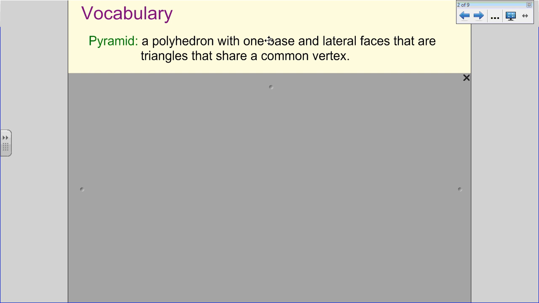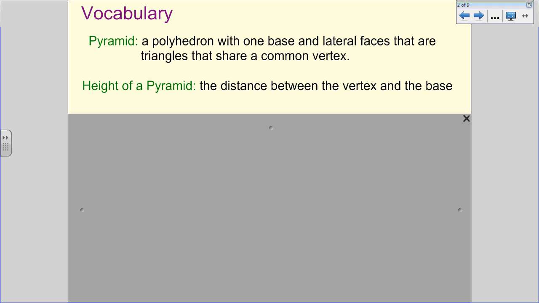So when we look at the definition of a pyramid, it's a polyhedron because each base is a polygon, but it has one base, and then the lateral faces are all triangles that share a common vertex. So that was that point that we talked about at the top. The height of the pyramid is the distance between the vertex and the base. This is going to be found inside. So you're going to find H inside the pyramid.